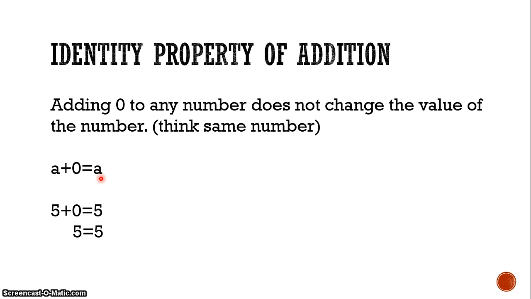If I had 6 pencils and you didn't give me any more, I would still have 6 pencils. So 5 plus 0 is still 5, because 5 plus 0 is 5, and 5 is 5, so this is true. So if you add 0 to any number, you will still end up with that same number.